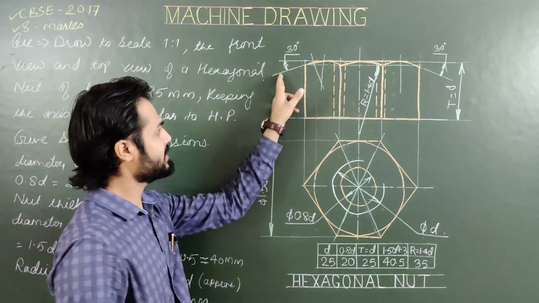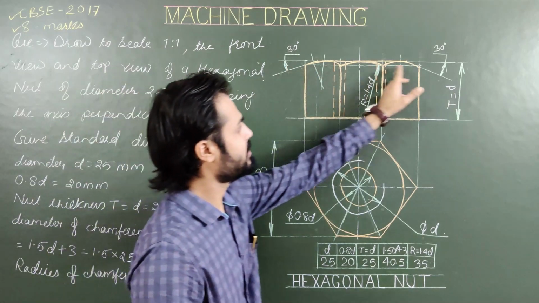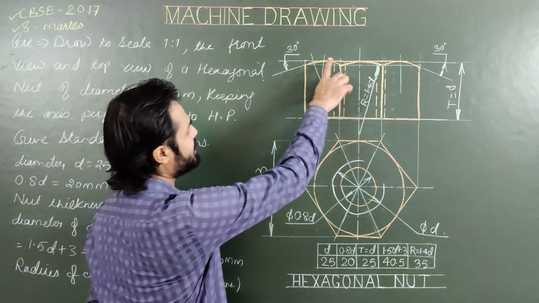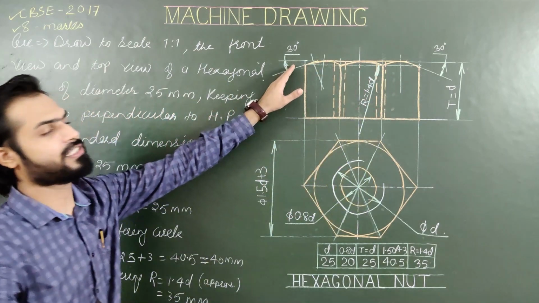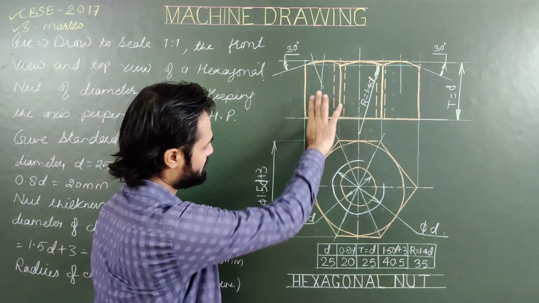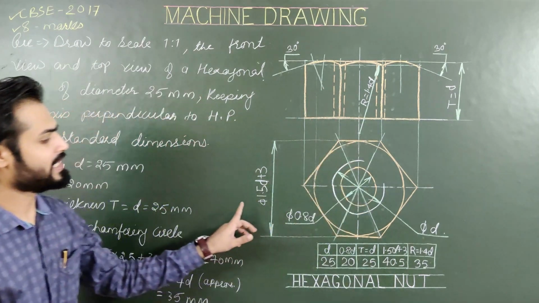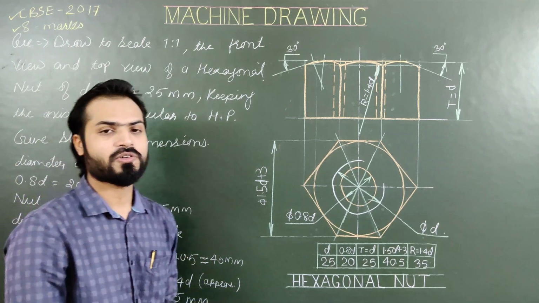Mark these points and draw the angle of chamfer 30. Then draw this line and try to draw these top arcs of the hexagonal nut. Show all dark visible edges in the front view and top view. Do proper dimensioning, draw the dimensioning table and heading of the drawing.